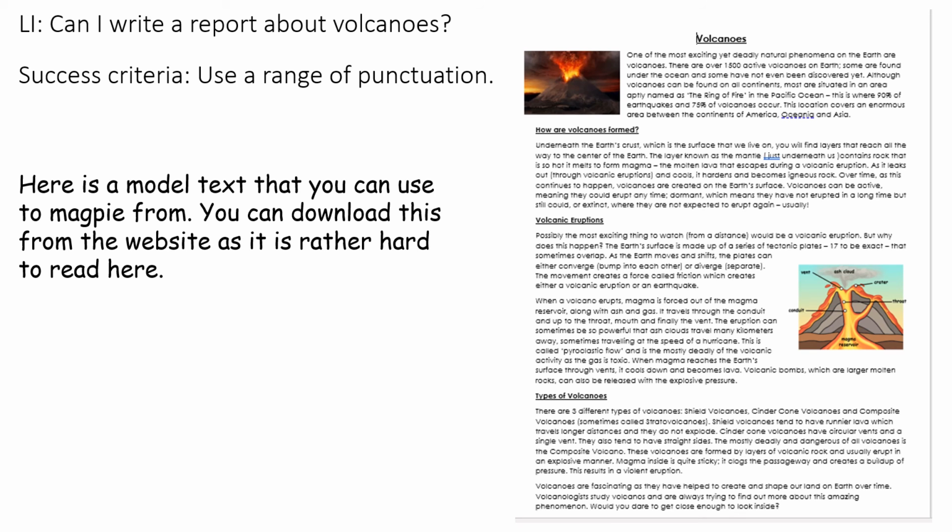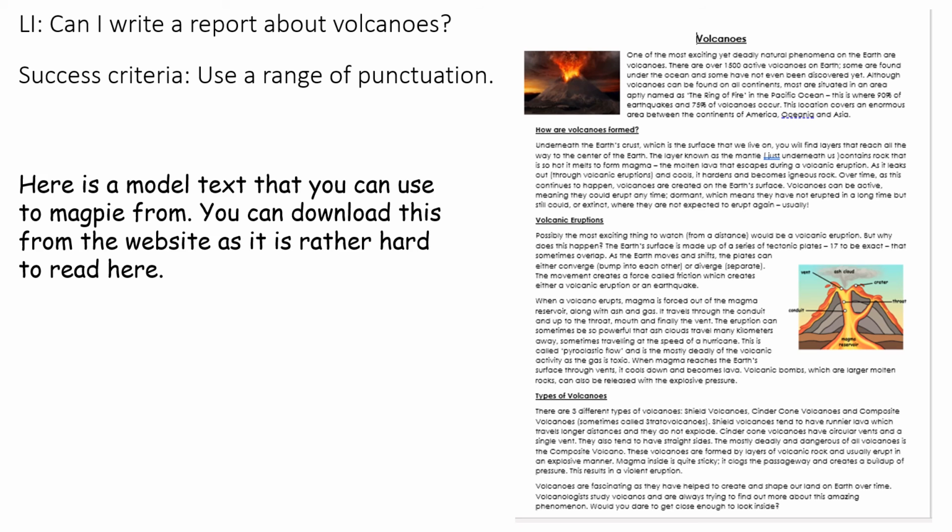As it leaks out through volcanic eruptions and cools, it hardens and becomes igneous rock. Over time, as this continues to happen, volcanoes are created on the Earth's surface. Volcanoes can be active, meaning they could erupt any time, dormant, which means they have not erupted in a long time but still could, or extinct, where they are not expected to erupt again, usually.